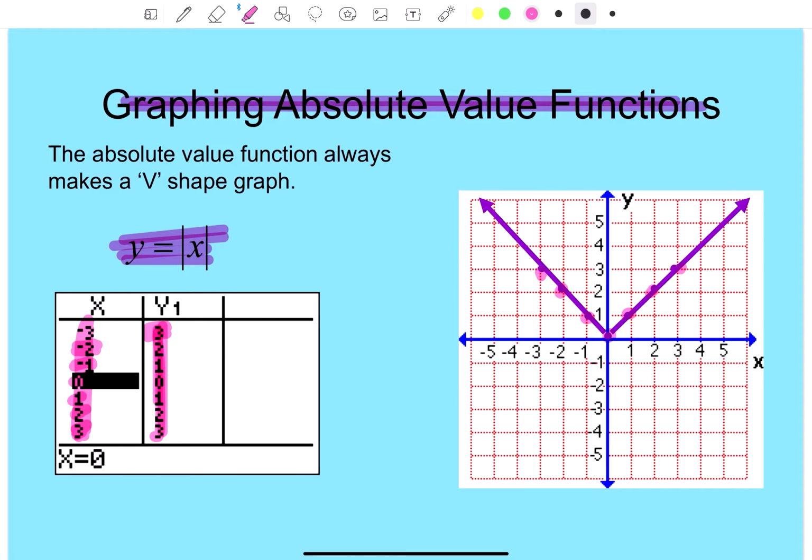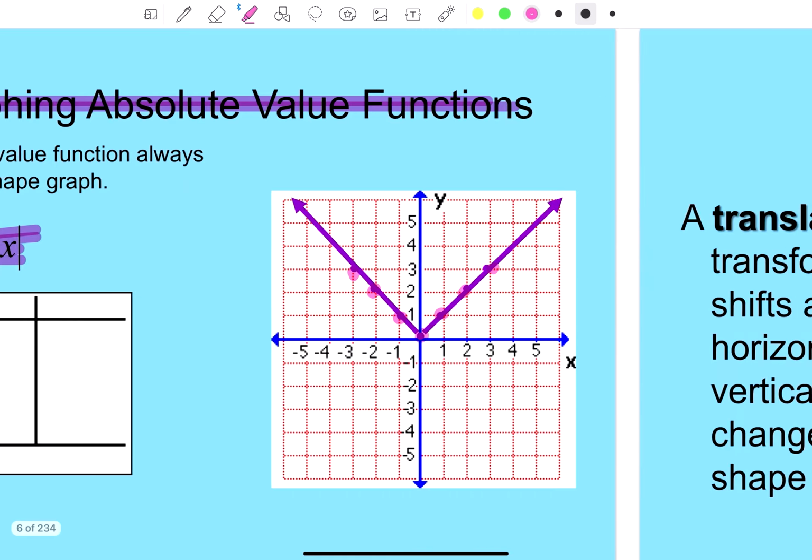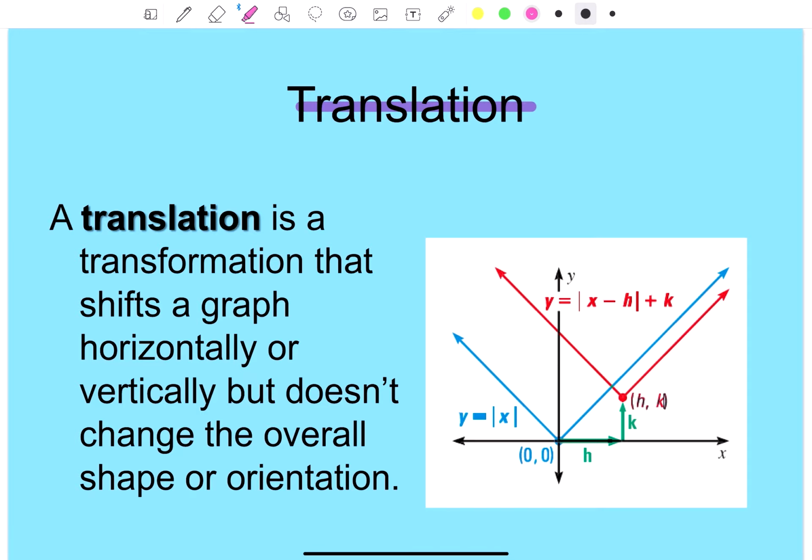Today we're going to talk about translations and transformations on this graph. So we'll start talking about translations. Translation is something that shifts the graph horizontally or vertically, but doesn't change the overall shape or orientation of the graph. So it would not make it narrower or wider, or stretch or shrink it. It will just move it up, down, left, right. So translations move the graph up, down, left, or right.